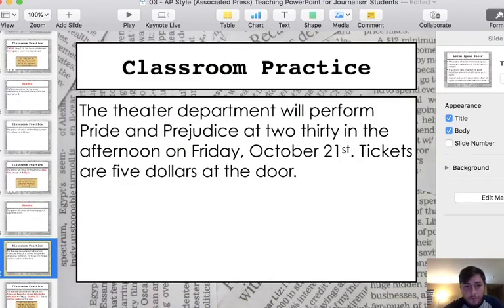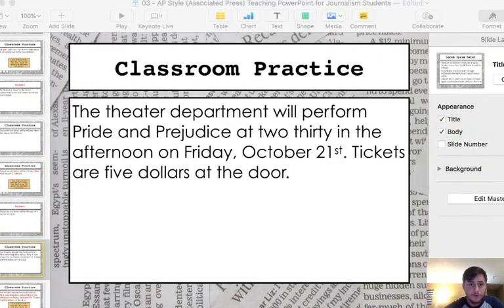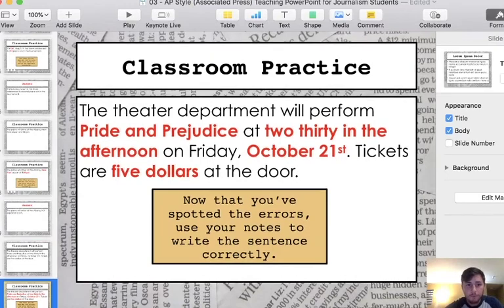The theater department will perform Pride and Prejudice, great play, great movie, at 2:30 in the afternoon on Friday, October 21st. There's a lot of things wrong with that sentence. Tickets are $5 at the door. Cool. Remember what we do for titles. October 21st, remember what needs to be there, why ST needs to go. And remember what needs to happen with dollars.